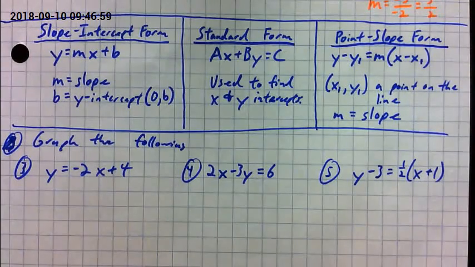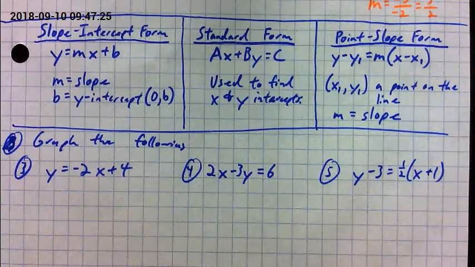Now again, 3 different equations, 3 different formats. First one is in slope-intercept form. Second one is in standard form. And the last one's in point-slope form. So we're going to look at graphing one from each type.